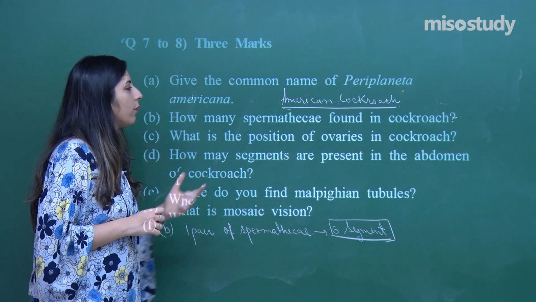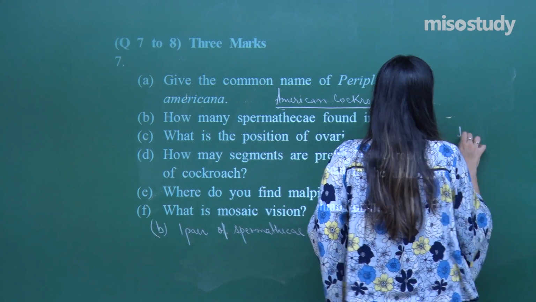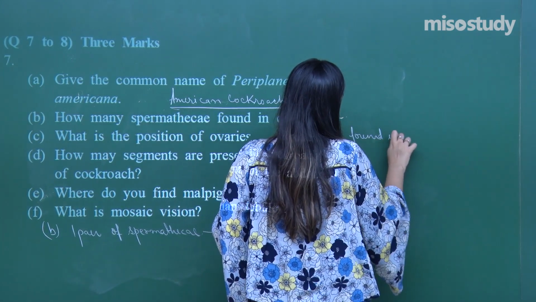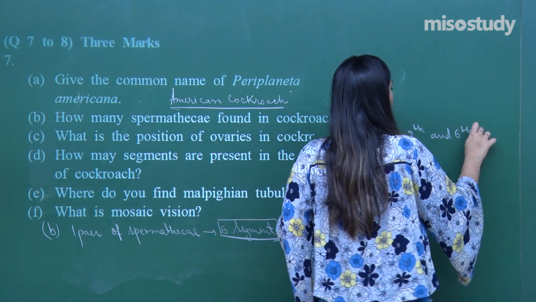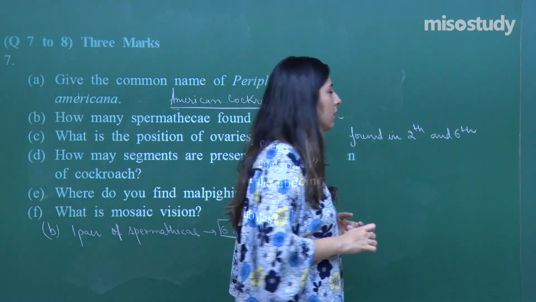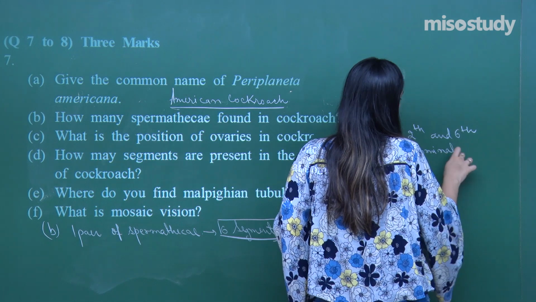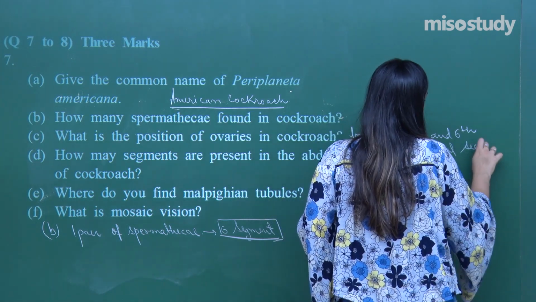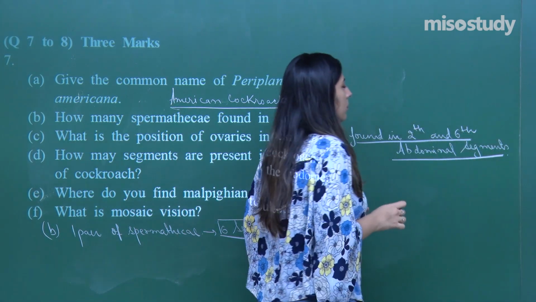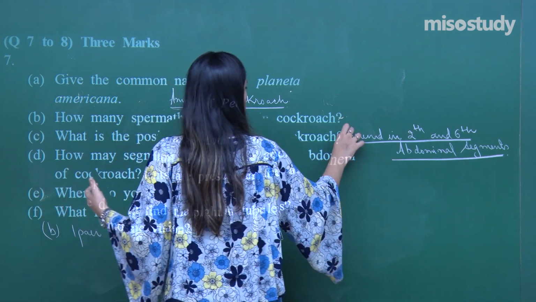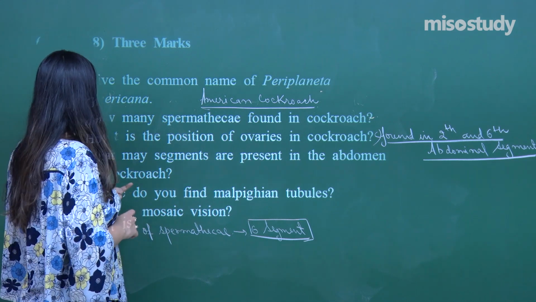What is the position of ovaries in cockroach? Ovaries are found in the 2nd and 6th abdominal segments. Abdominal segments you can write. This is the correct answer for the C part, found in the 2nd and 6th abdominal segments. Let's move on to the next.